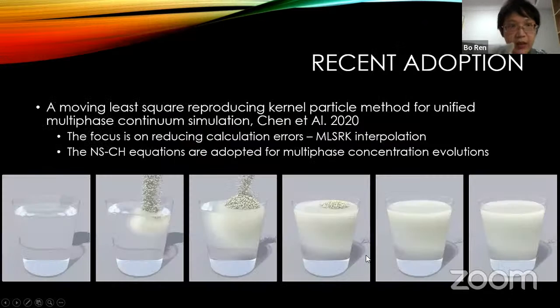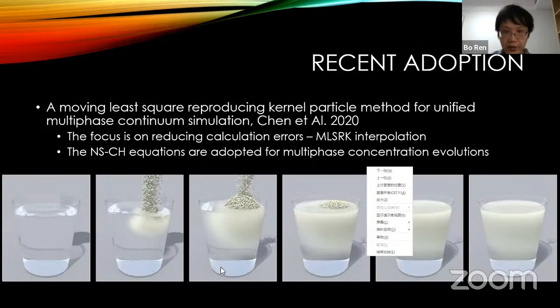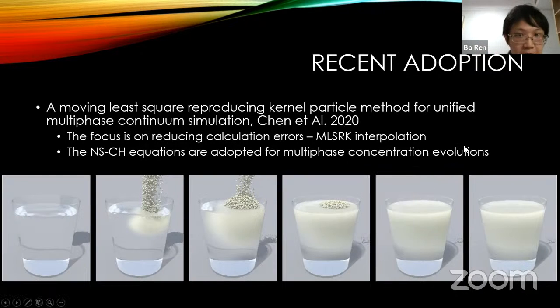Okay. There's a recent adoption of this theory, which appears in Dr. Chen's 2020 paper. Their paper is on reducing the calculation errors using MLSRK interpolation for the SPH simulation, and they use the NSCH equations for multi-phase concentration evolutions, and below are their results.